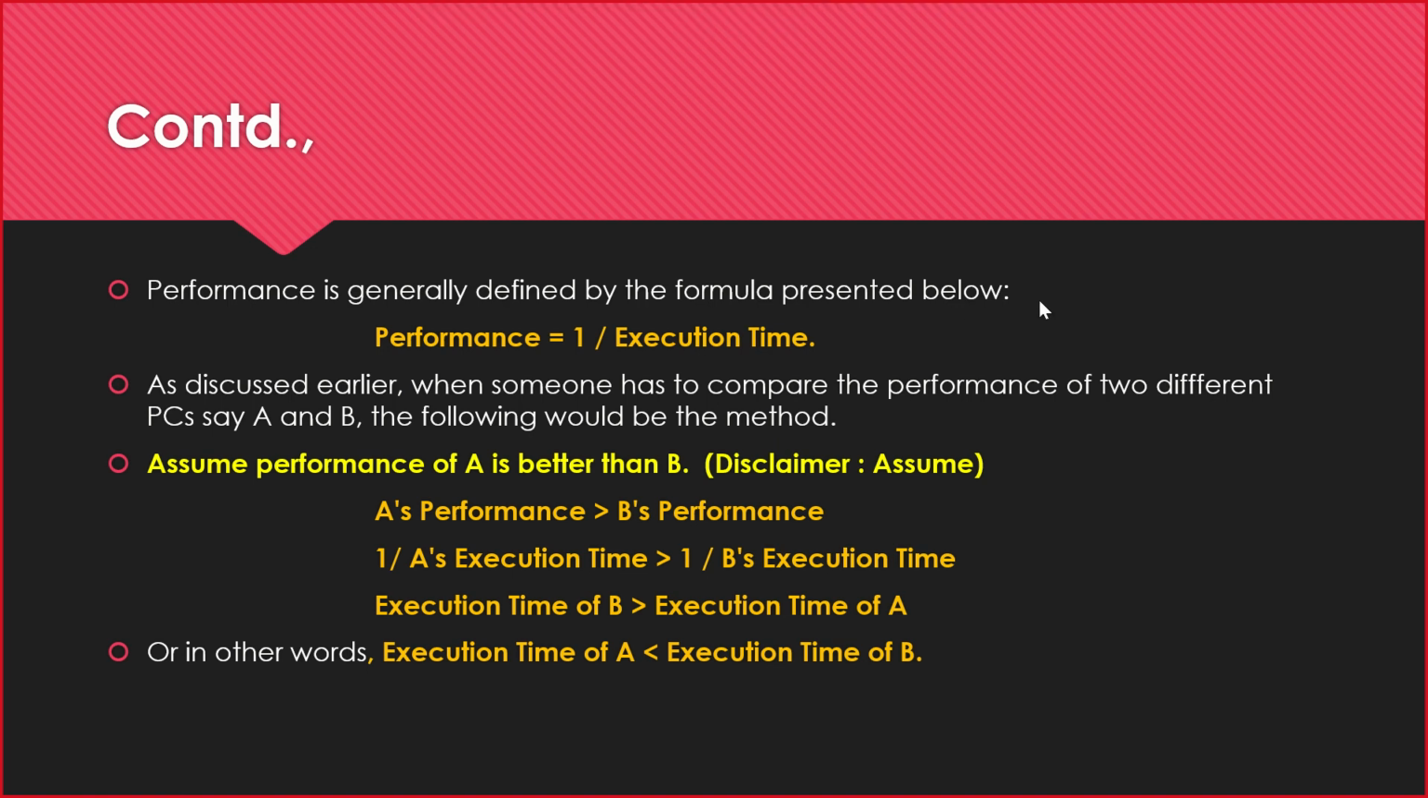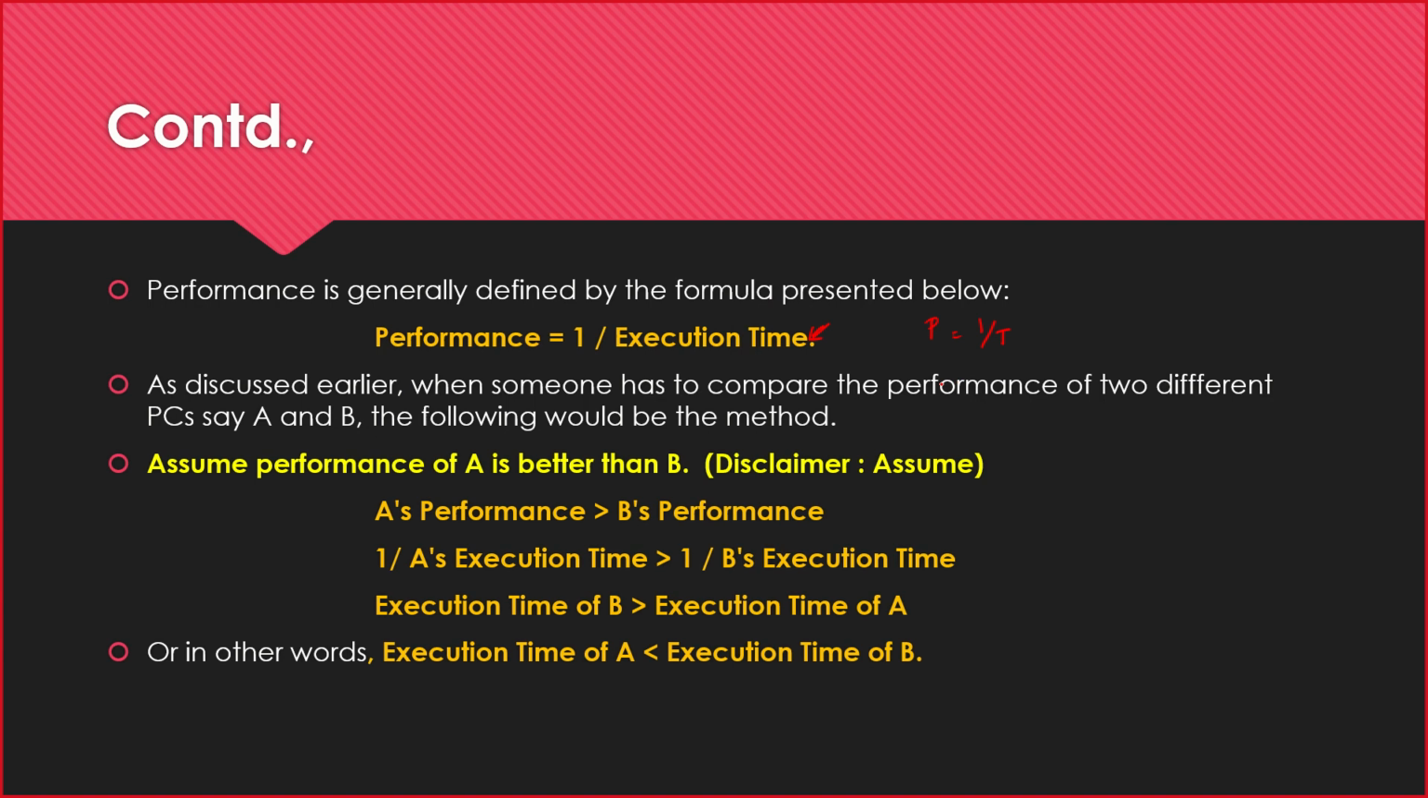So as we discussed, what is performance? The performance is nothing but 1 by execution time. So we need to know the execution time properly. And once we get the execution time, we can derive the performance and it is 1 by T, 1 by execution time.